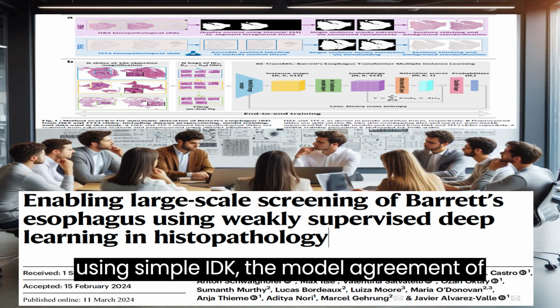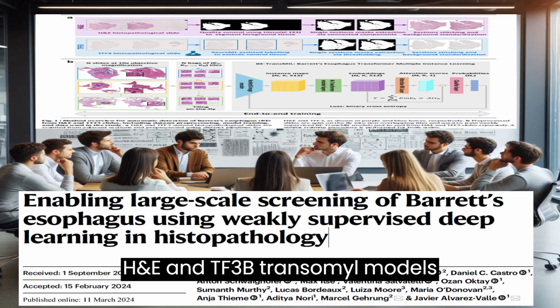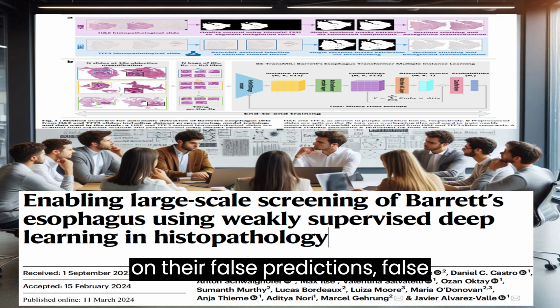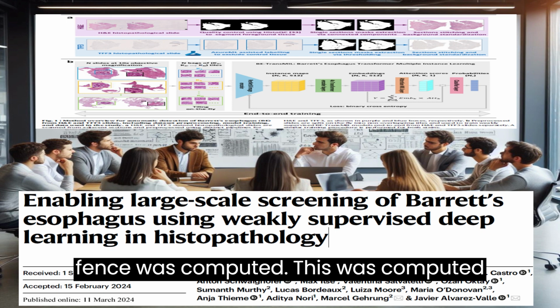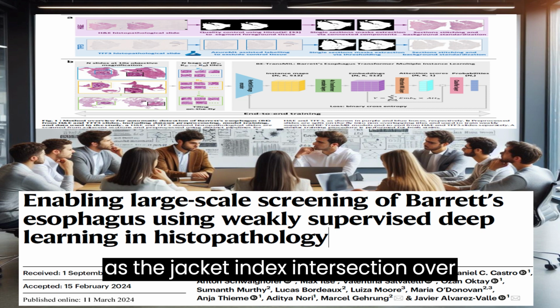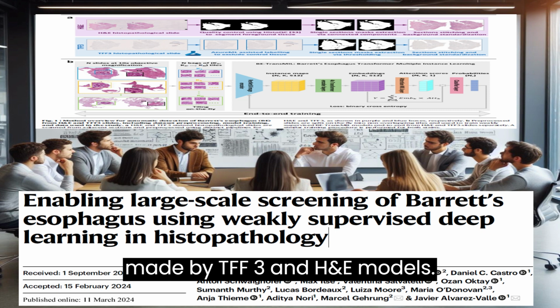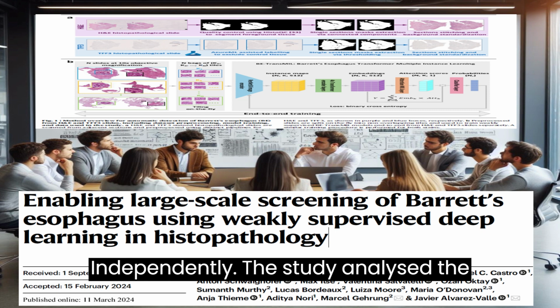The model agreement of H&E and TFF3 BTransMIL models on their false predictions, false positives, FPs, or false negatives, FNs, was computed. This was computed as the Jaccard index, intersection over union, of the sets of false predictions made by TFF3 and H&E models independently.